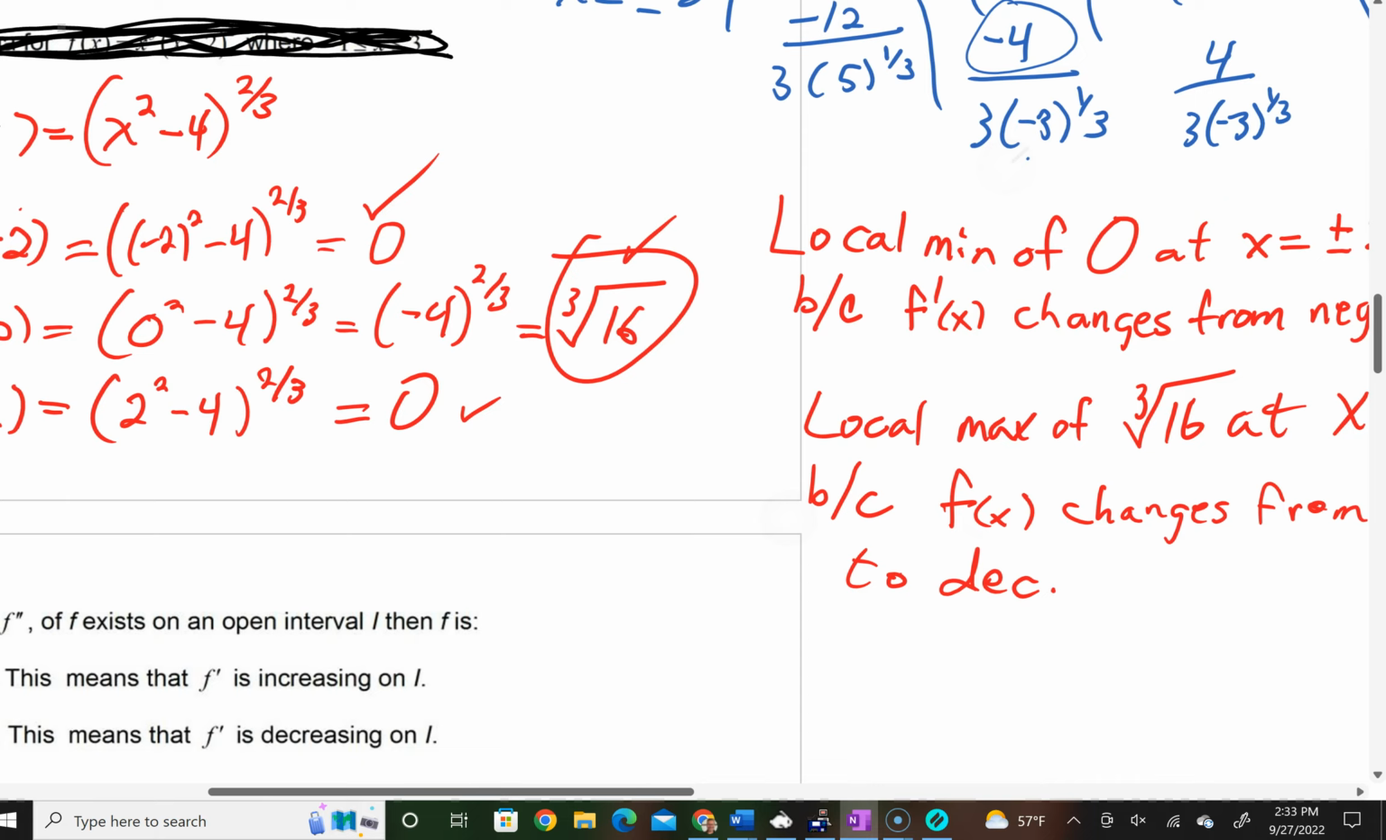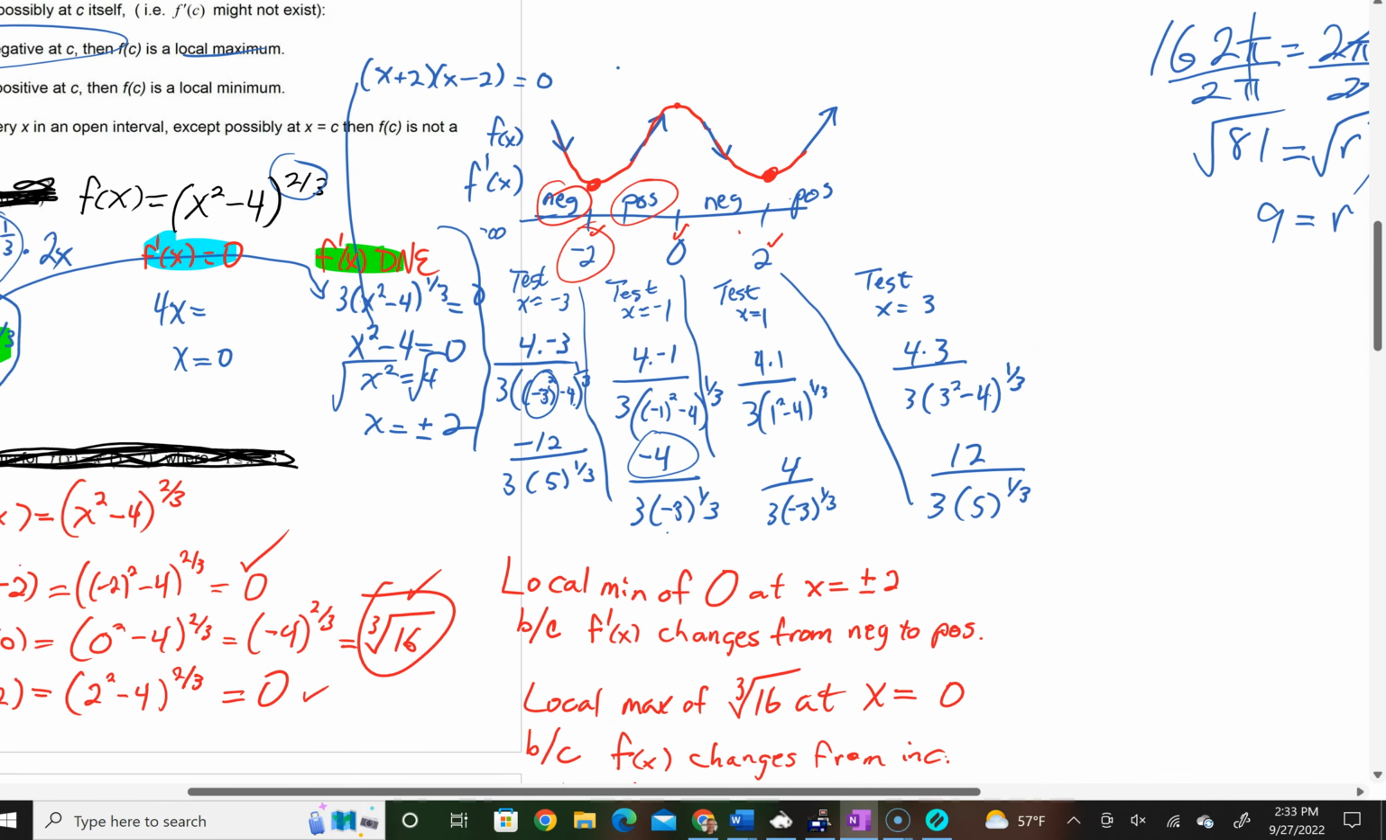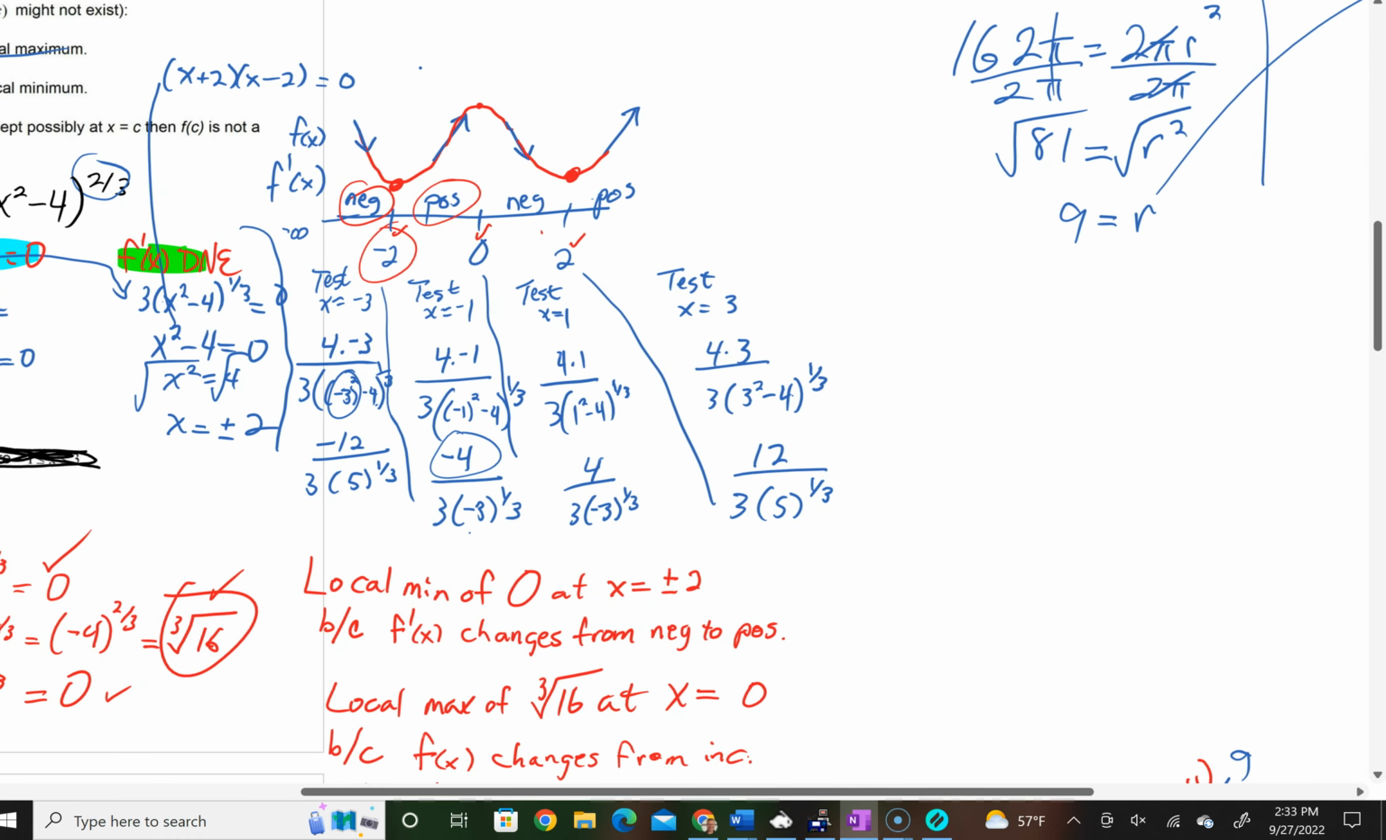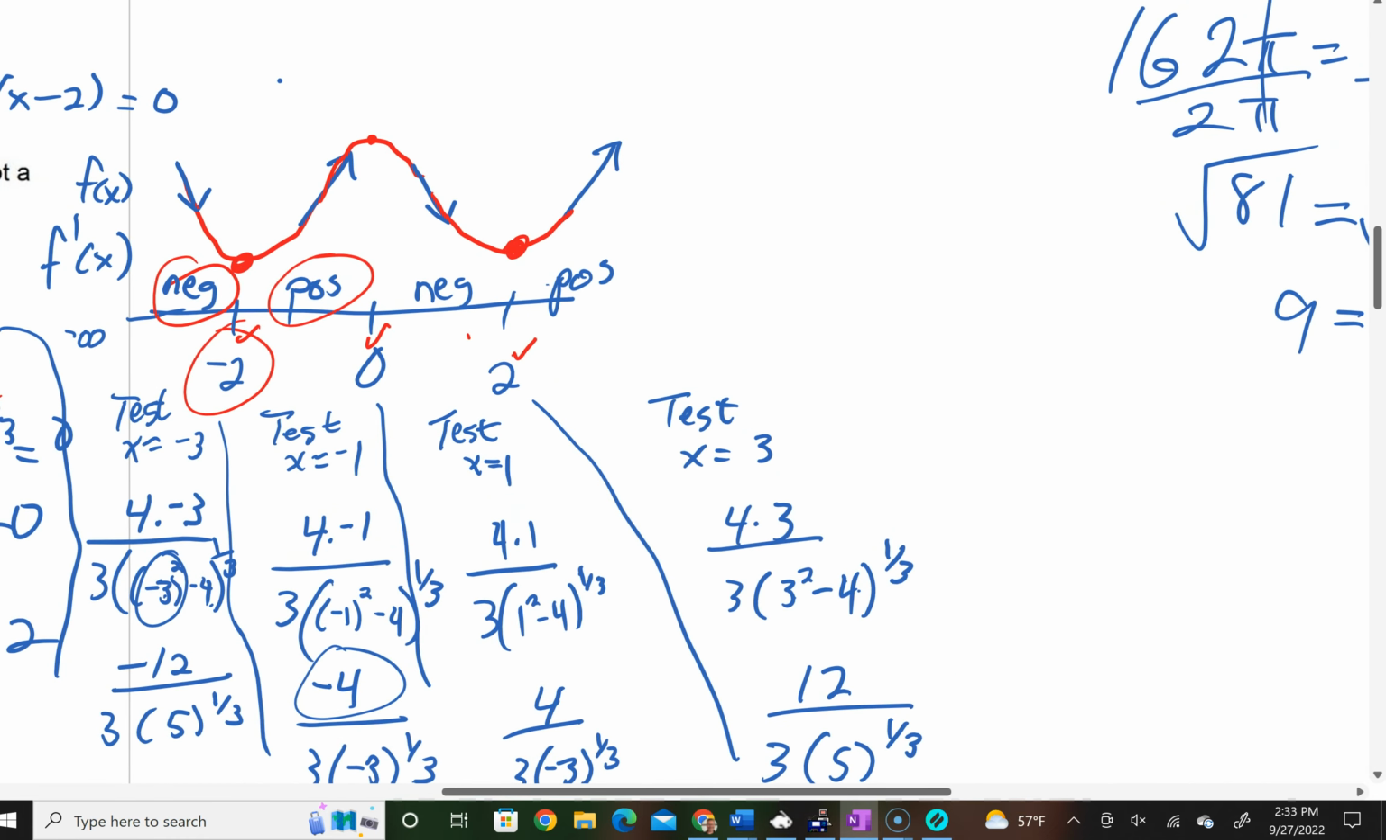Oh, and by the way, let's also just real quickly take a look at this. Where do you think f is increasing here? Sometimes that's all you're asked to do. I'm going to put part B right here. F is increasing on what interval do you think? Very good. Excellent. -2 to 0 with closed brackets.